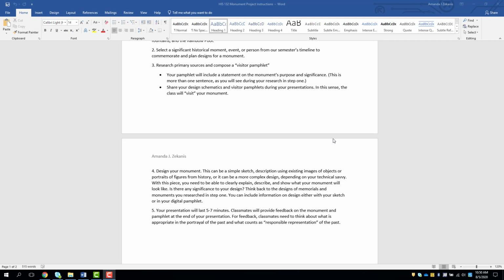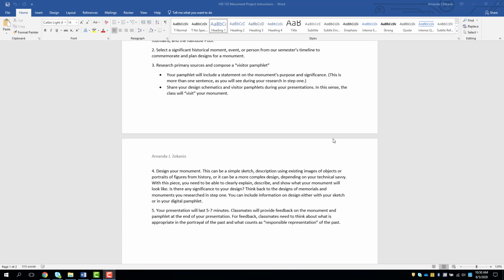So your pamphlet will include a statement on the monument's purpose and significance. This is not going to be just one sentence, like, this monument is honoring so-and-so. That's not enough to tell me what the monument's purpose and significance is. As you look at these monuments in your research, there's the design, the significance, what they are there to do, what the design is there to do. You will see that your statement of purpose and significance is not just going to be one sentence.